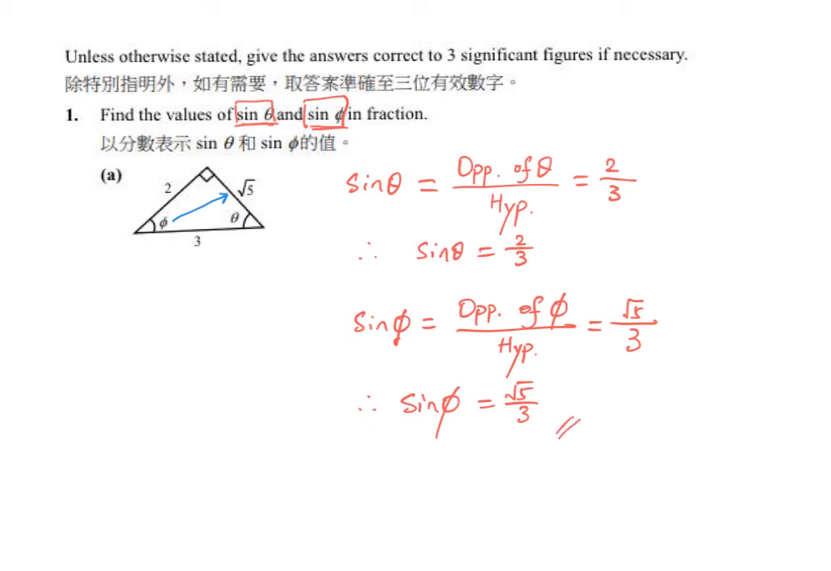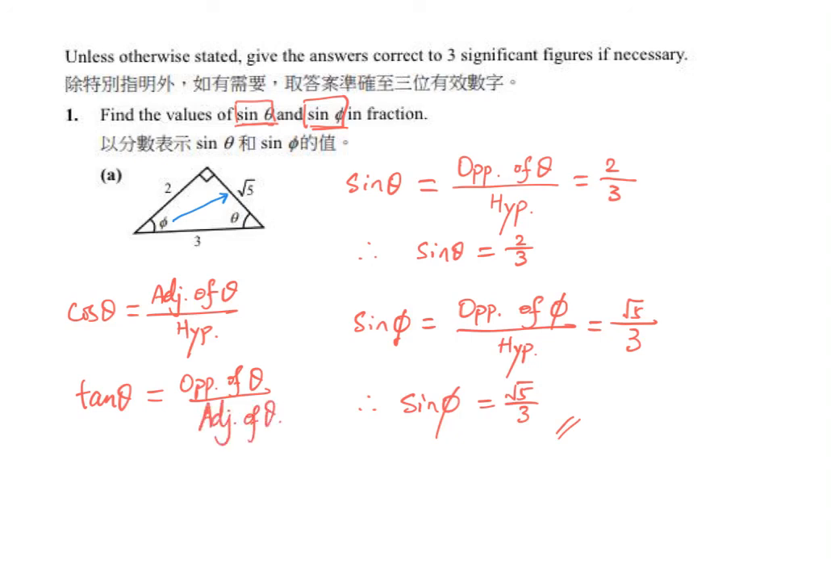That's it. Hope you also remember the definition for cosine theta, adjacent side of theta over hypotenuse, and also tangent theta equal to opposite side of theta over adjacent side of theta. Okay, that's it.